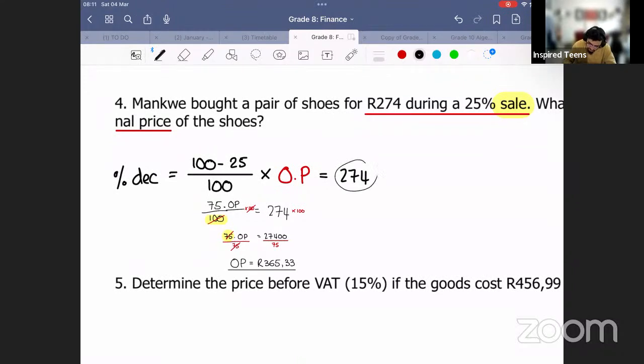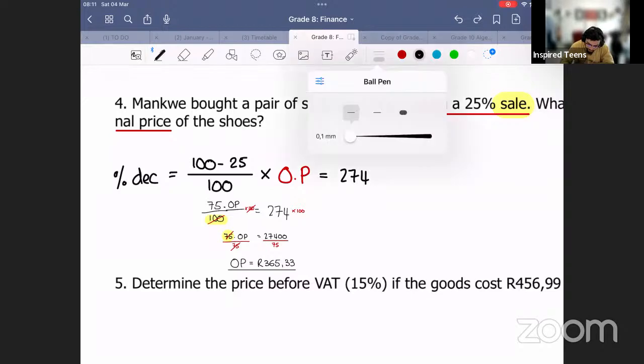He managed to get it on sale for 274. Okay, so please take note of this example. It's not asking for the price after sale or the price after percentage increase or the price after percentage decrease. This is asking for the original amount, and then it gives you the percentage decreased amount already.